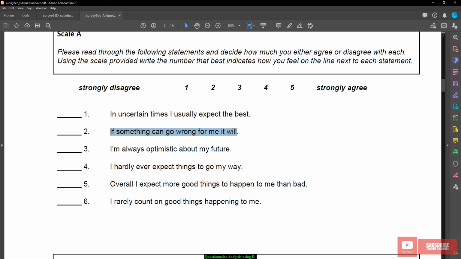Satu kot. Yes, correct. So dia akan jawab 1 lah, sebab dia optimistic. Dia mempunyai keyakinan yang banyak. So you need to understand this instrument tu dulu sebelum you do analysis. So now, kita tengok dekat sini.